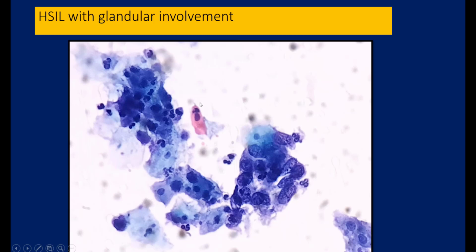Another example of HSIL with glandular involvement. Here you see it actually produces a gland. Here it is showing some degree of elongation too, which indicates that it's possibly a glandular lesion, but it is not. It's creating a gland.